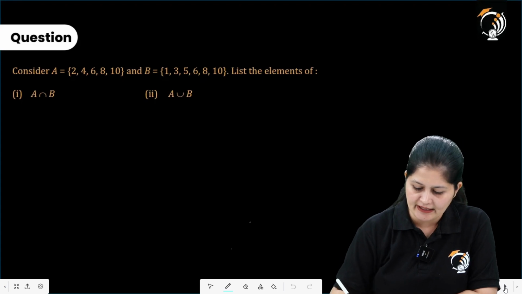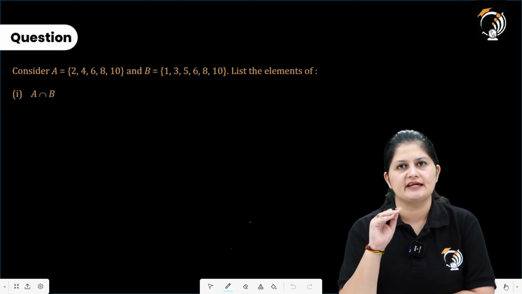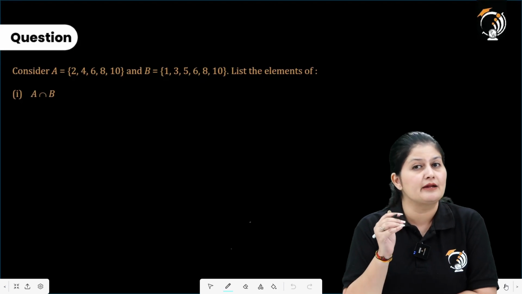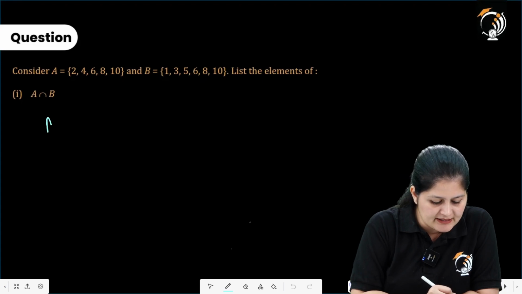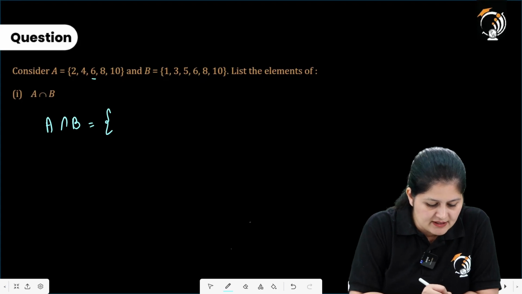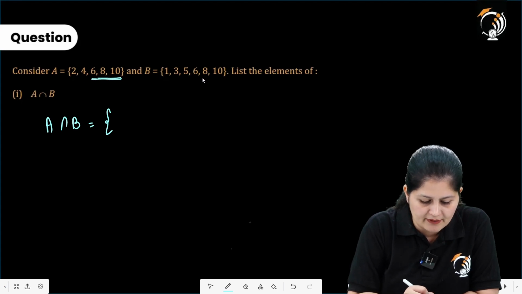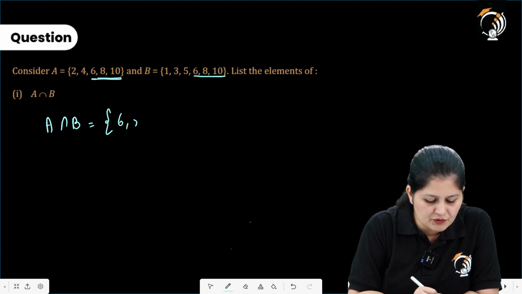Moving to the next question here, consider the sets A and B and list the elements of A intersection B. So when it says A intersection B, we need to look for the elements which are in both A and B, right? So A intersection B is going to be, what we can see here is 6, 8 and 10 are common. No other element is common, so the intersection is going to be 6, 8, 10.